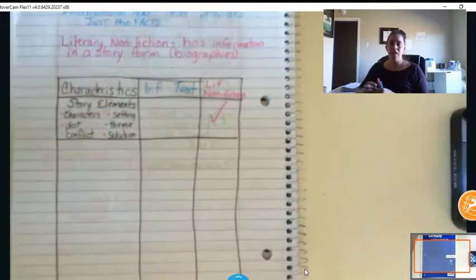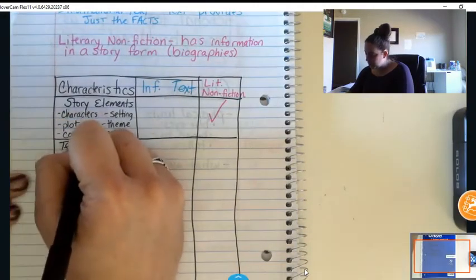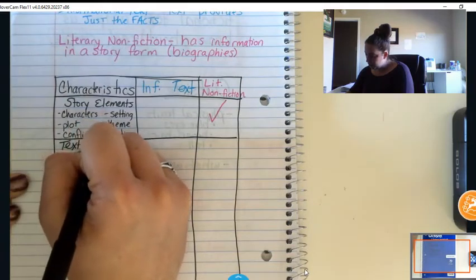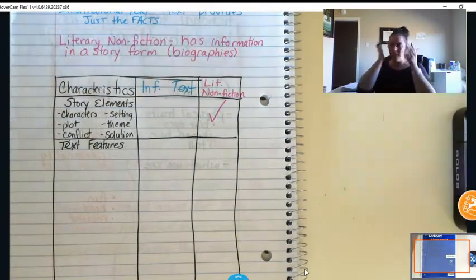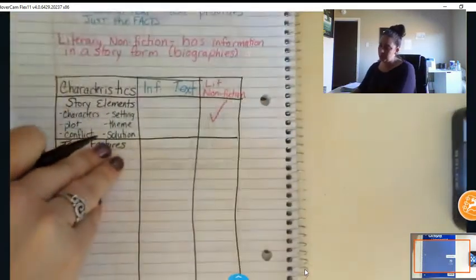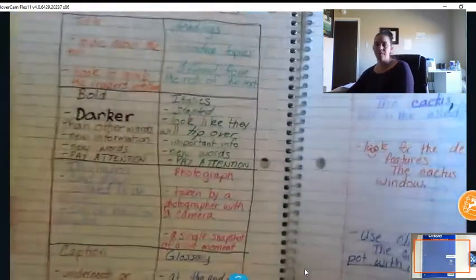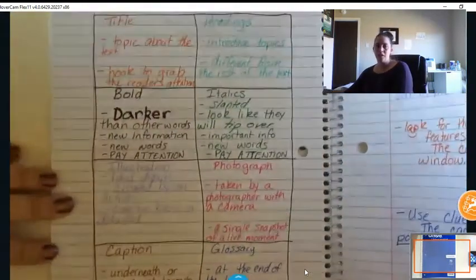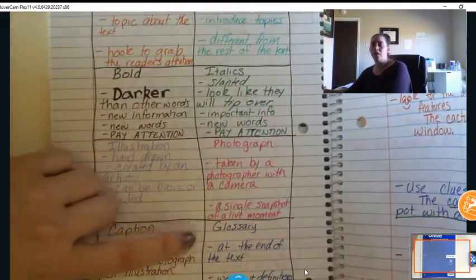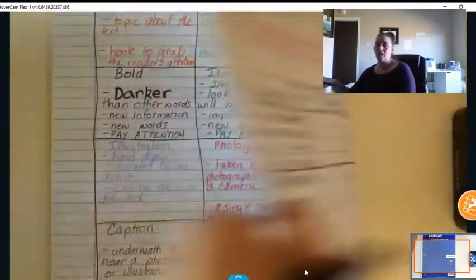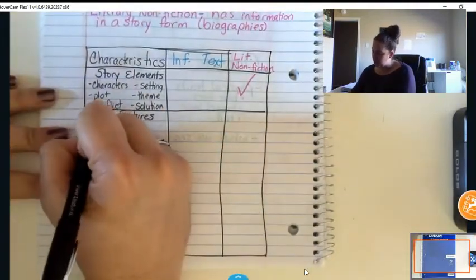The next section, or next characteristic, that we're going to talk about is text features. Oh my goodness, when did we learn about those? Well, I promise you learned about these as well. That was all the way back here where we wrote text features. We have title, headings, bold, italic, illustrations, photographs, captions, and glossary.